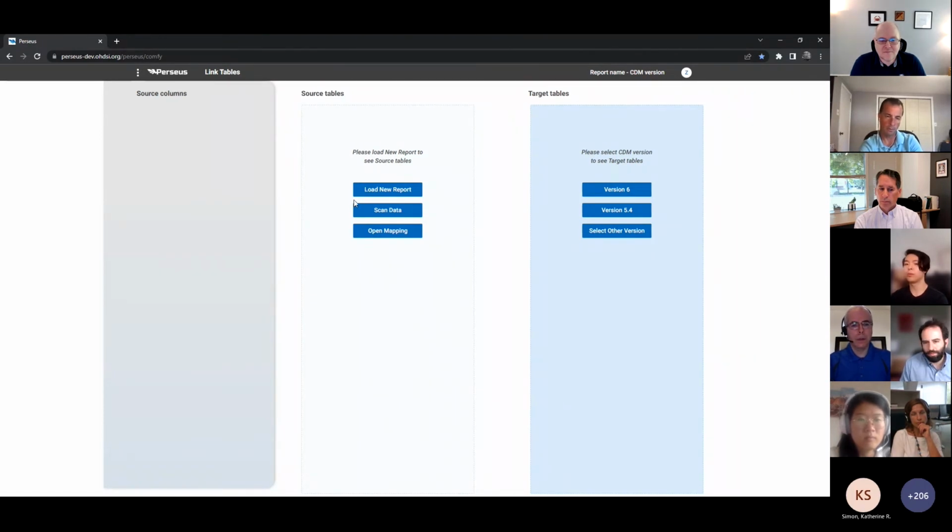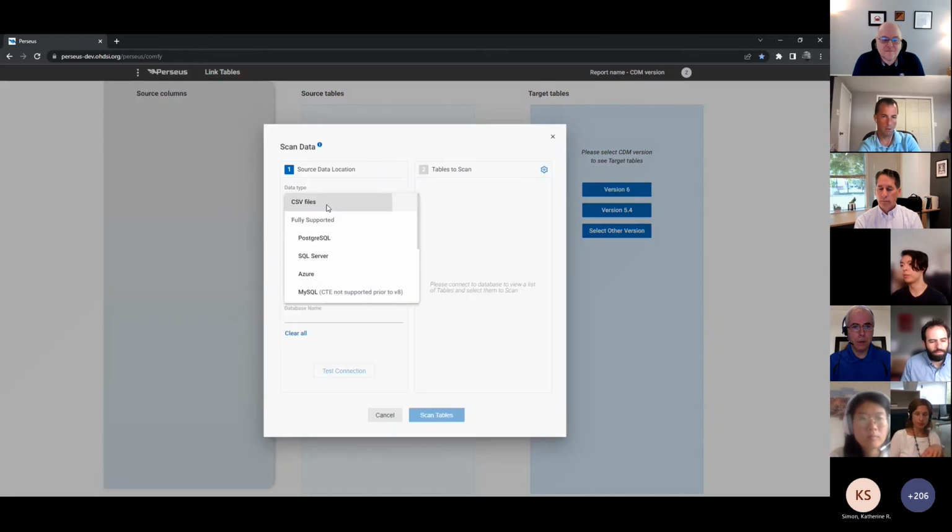We have three different options to import. This load new report option references the White Rabbit reports, if you've used that OHDSI tool before. We can also scan CSV files or hook up to a Postgres server. Or we can do a third option that I'll get into a bit later, which is opening an ETL mapping that has already been saved and configured for you. But for this demonstration, I've already prepared some CSV files.